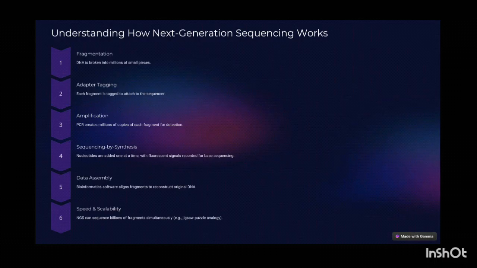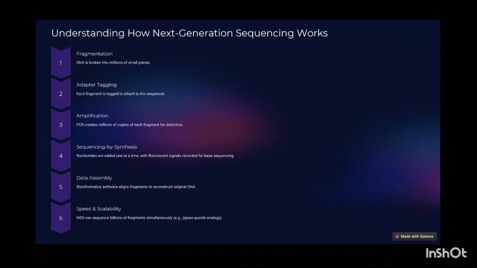NGS typically starts with the fragmentation of the DNA. The DNA is broken into millions of smaller pieces. These pieces can be as short as 50 base pairs or as long as several hundred base pairs. Then each of these fragments is tagged with a small DNA sequence called an adapter. The adapter allows the DNA fragment to stick to the surface of the sequencing machine.